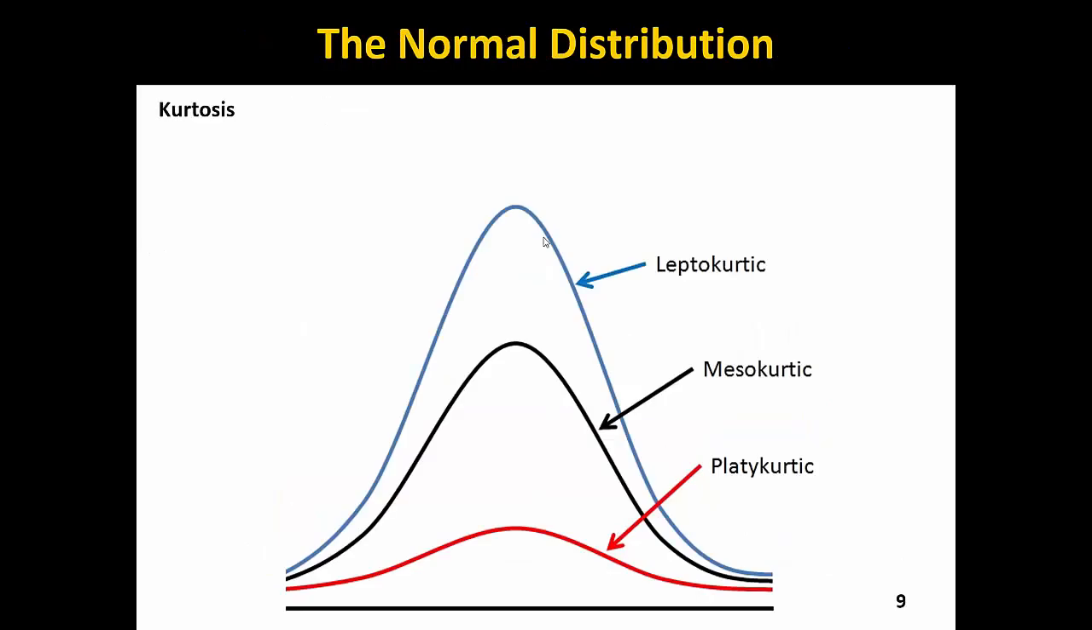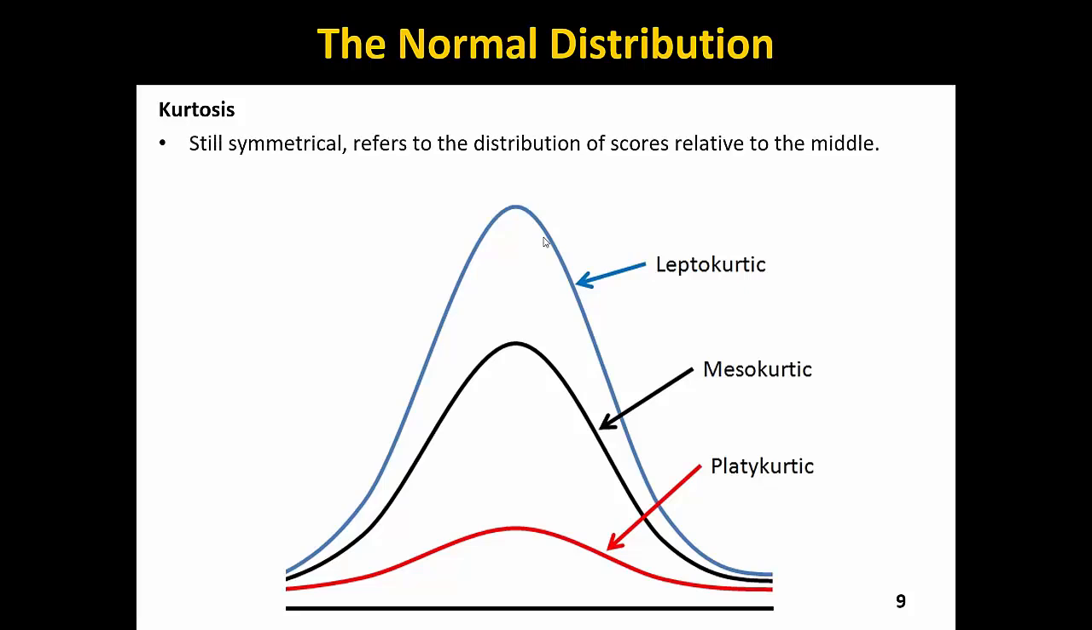But with the normal distribution, it can also take on different shapes. So we have what's called the kurtosis, which is a description of the normal distribution that is either very narrow or much flatter. It's still symmetrical, but it refers to the distribution of scores relative to the middle. So what we have on the top end is a normal distribution that is more what's called leptokurtic. And as a kurtosis value, it would take on a positive value.